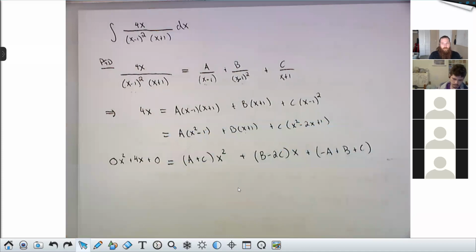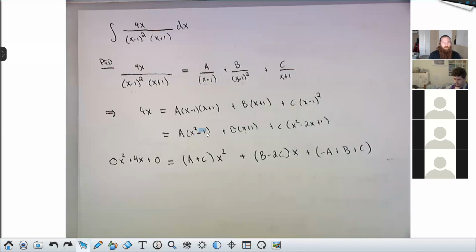So I wanted to demonstrate that. I just look one term at a time. I ask, where are all my x squareds? I see, oh, there's a of them here, and there's c of them here. So I have a plus c x squared. And then I go, where are all my x's? Well, there's none of them here. There's b of them here. And there's minus 2c of them here. So b minus 2c x.